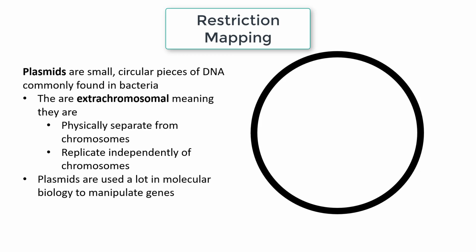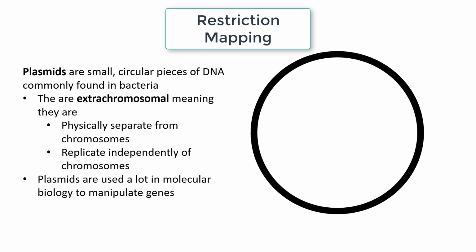This method relies on the use of restriction enzymes, which we've learned about. And remember, restriction enzymes cut or digest DNA molecules at short, specific sequences called restriction sites. After a DNA segment has been digested using a restriction enzyme, the resulting fragments can be examined using gel electrophoresis, which is going to separate the pieces according to their size.